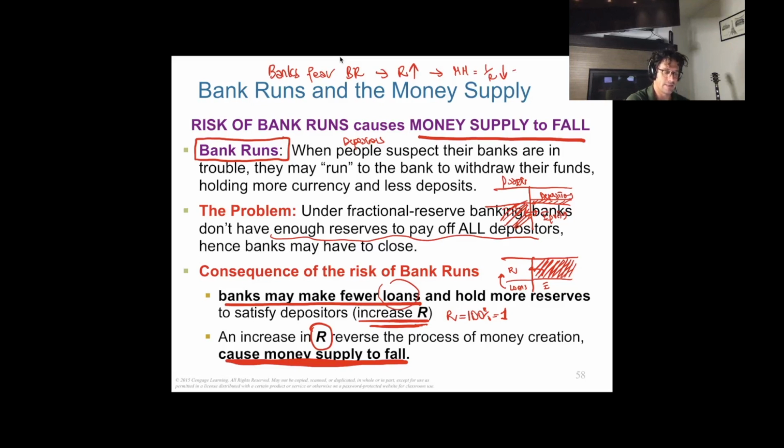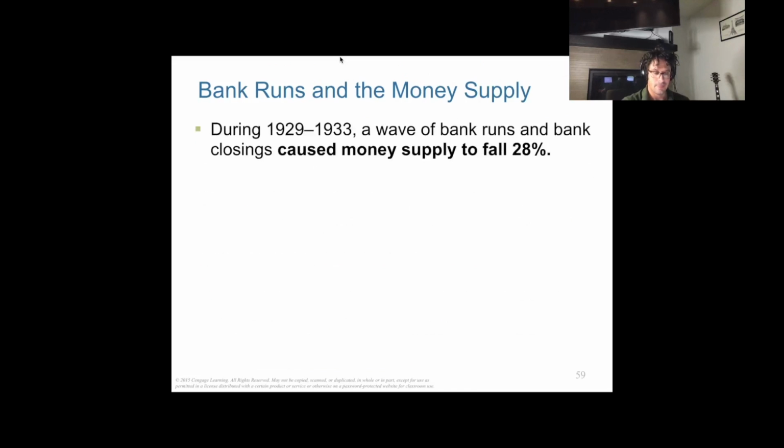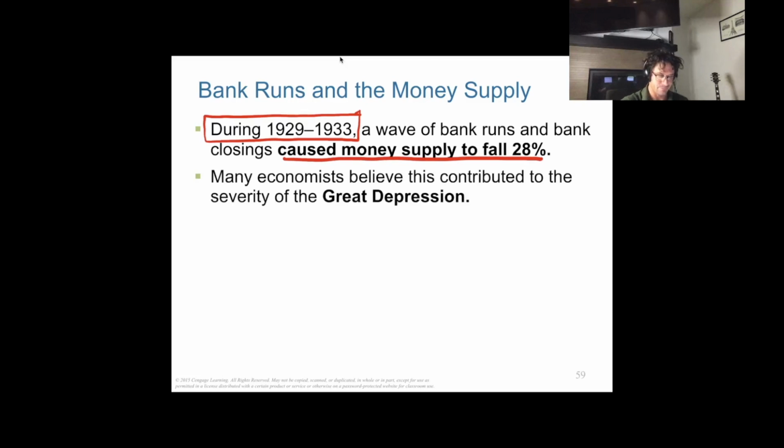At the limit, the money multiplier is going to be equal to 1, which is the case of a 100% reserve system, a world in which banks don't make any loans. This happened during the Great Depression, where a wave of bank runs and bank closings caused the money supply to fall by around 30%. Many economists believe this contributed to the severity of the Great Depression.